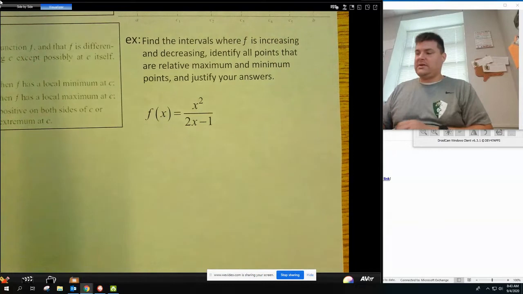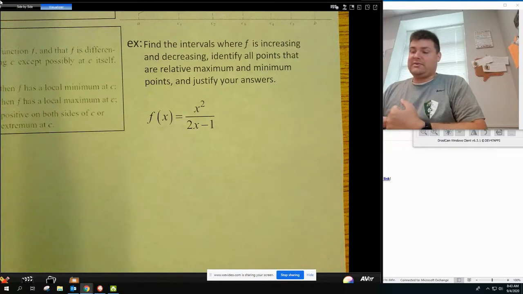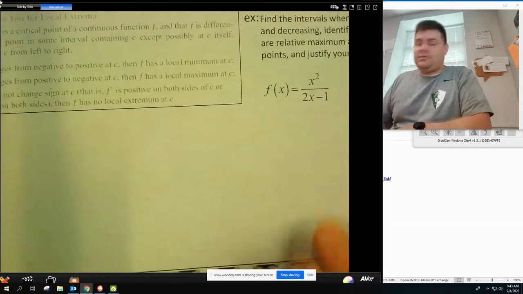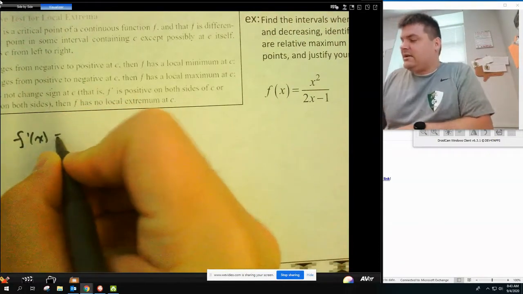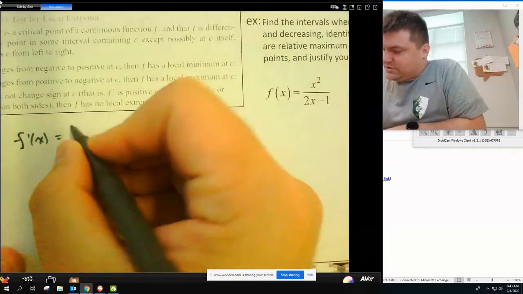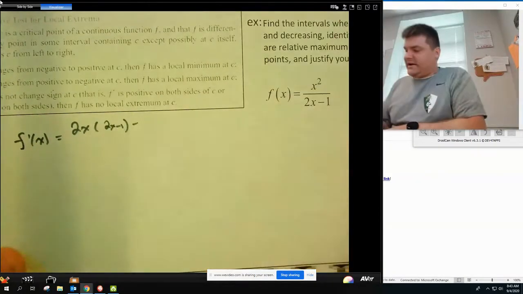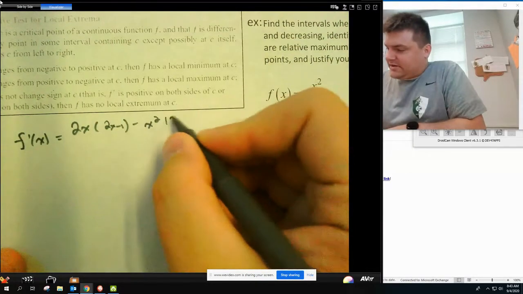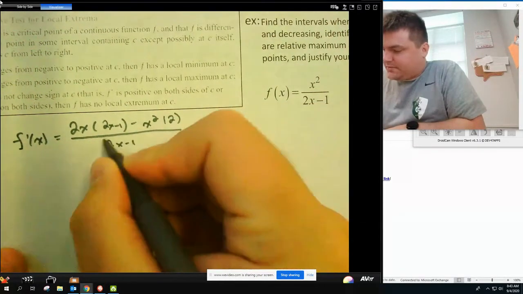Okay? So first things first, in order to see anything about our extrema, we have to find the derivative. So let's go ahead and do that over here. So I'm going to get f prime of x. This is going to be a little bit of quotient rule here. So it's going to be the first is first times the bottom minus the first, and the second is second. So the derivative is going to be 2 all over the bottom squared.